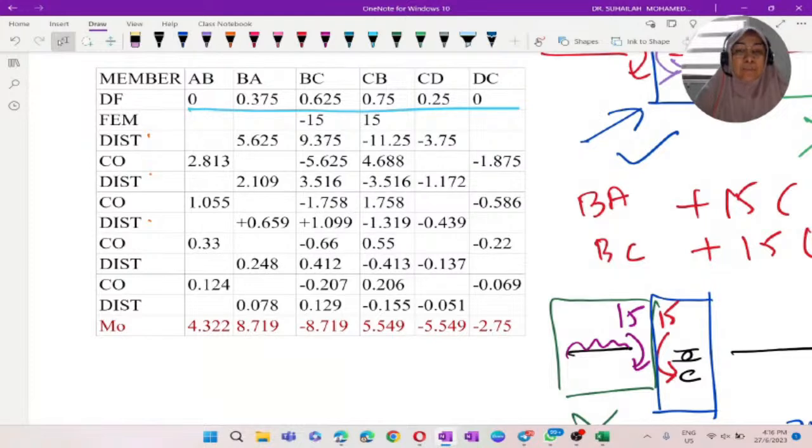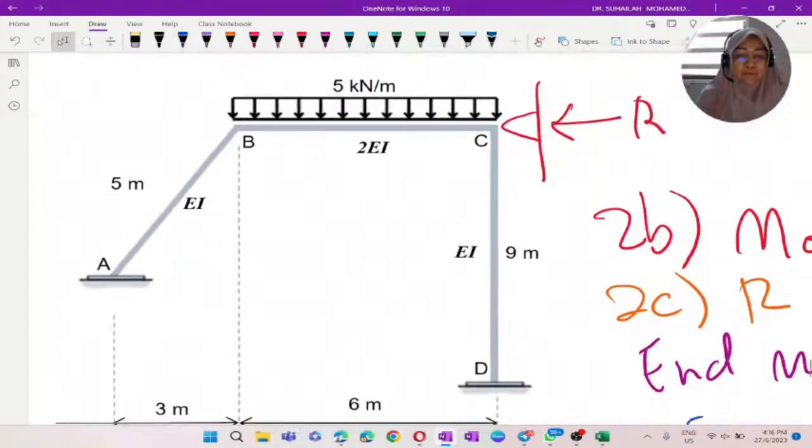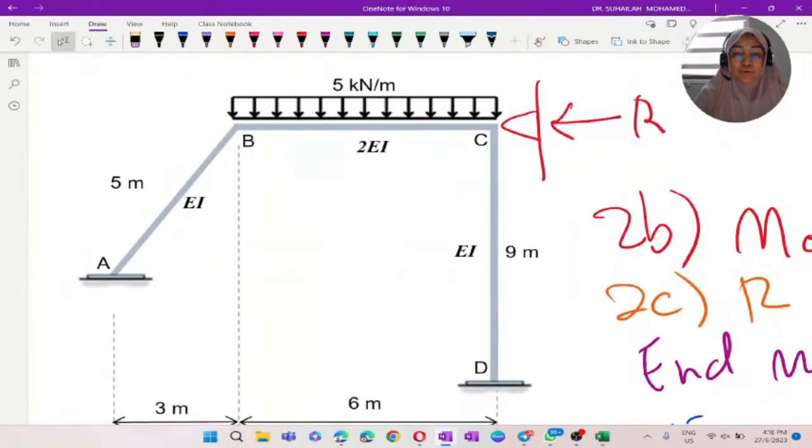But before that, I hope you watch the first video on this example, where I explained the free body diagram and the internal forces that occur for each member. So this is the frame that we analyze. Since the frame is moving toward the right direction, we have to put R in the left direction.